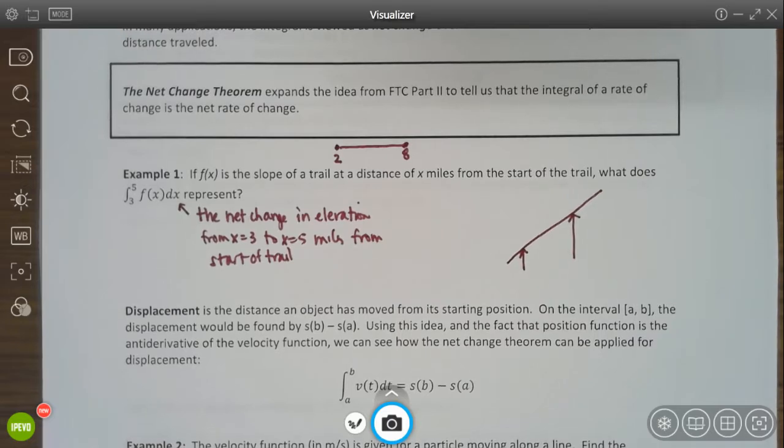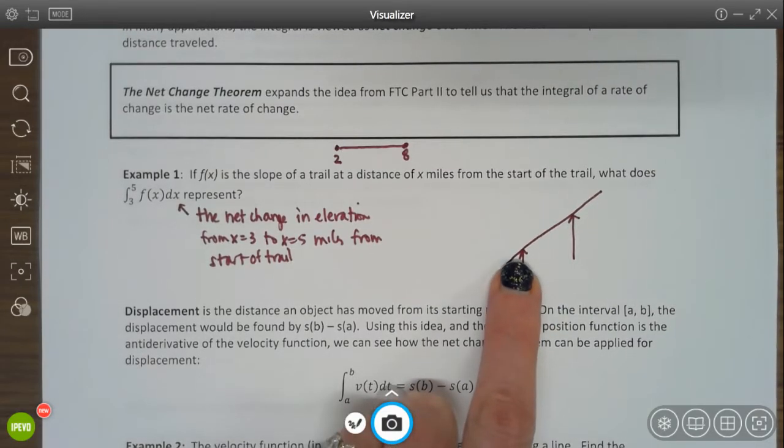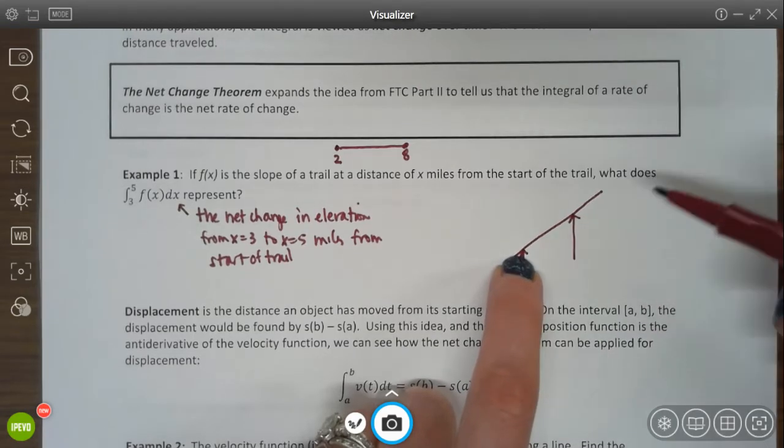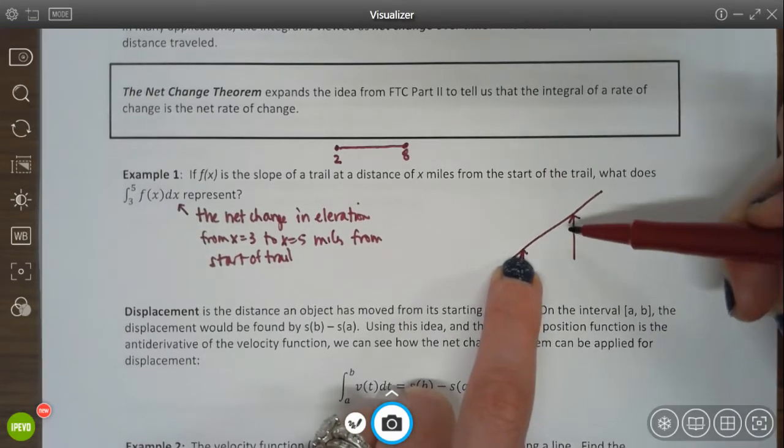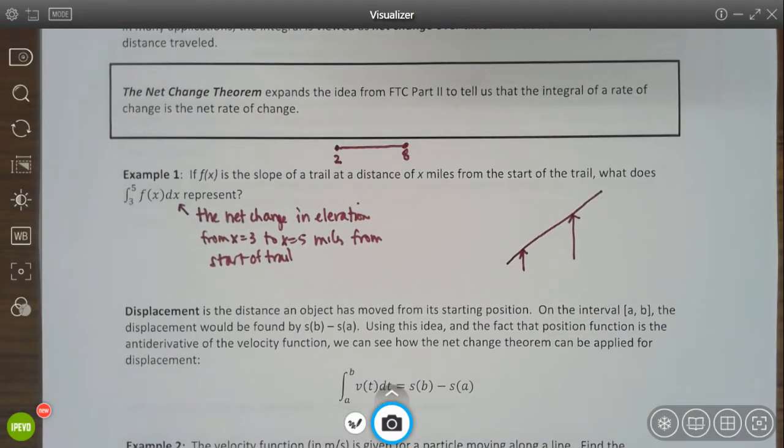So basically, if I knew at 3 it had an elevation of 4,000 feet, and then at 5 it had an elevation of 10,000 feet, then I could find the net change by just subtracting those two values. That's all that it's really representing in this case. And the dx is representing our change in horizontal distance. So distance equals rate times time.